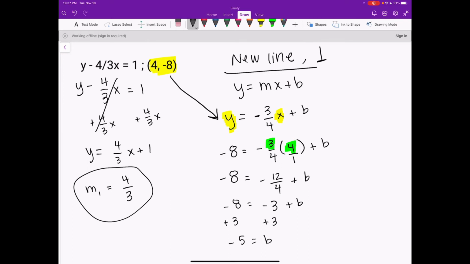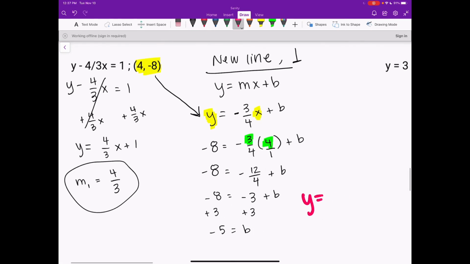Now that I have my y-intercept, I can finally finish off and say that my equation of this new line, I'm going to write it in pink here. Ooh, that's really big. y equals -3/4, that opposite reciprocal slope, so -3/4 x minus 5. All those pieces put together give us that new equation.